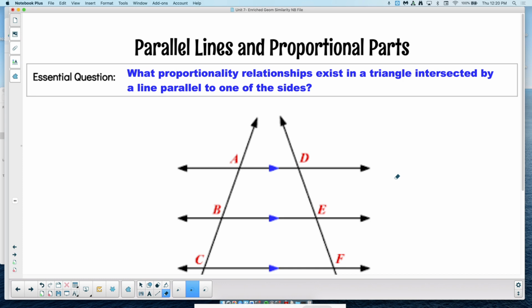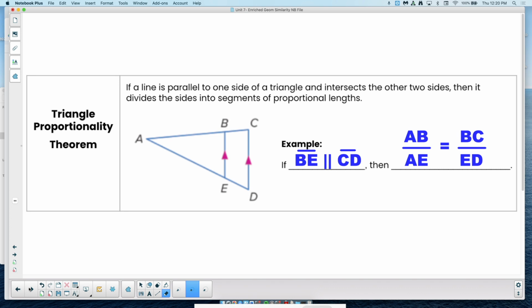But we're talking about what happens when we have parallel lines in your triangle. It kind of splits up into parts that are proportional. So here we go. We have a triangle here, the big one, ABC. It's saying if a line passes through it that is parallel to one of the other sides of our triangle, then it divides those two sides it intersects into proportional lengths.